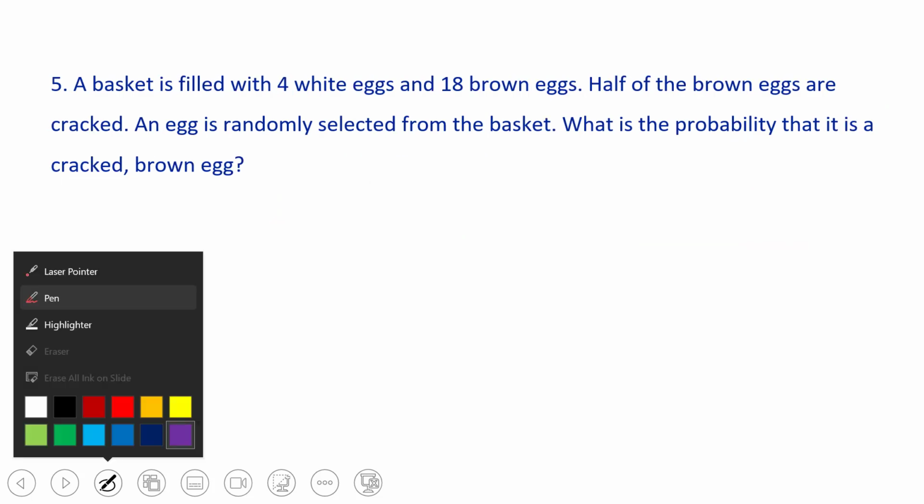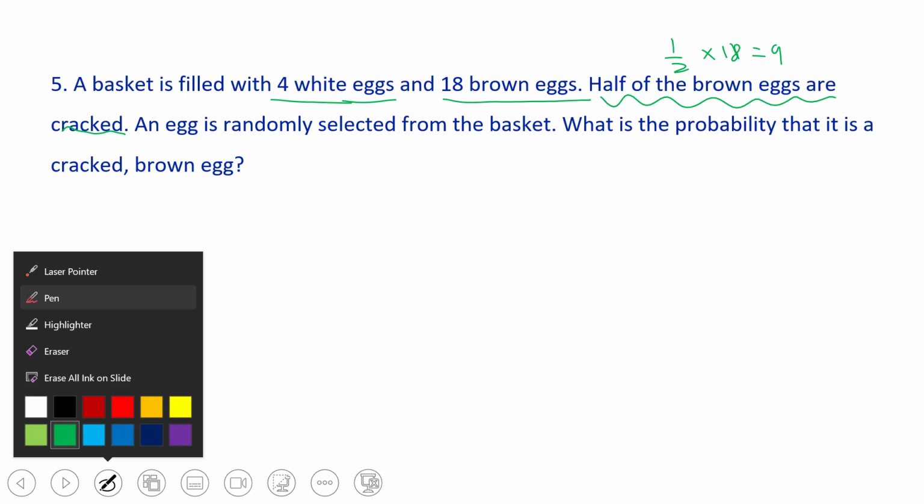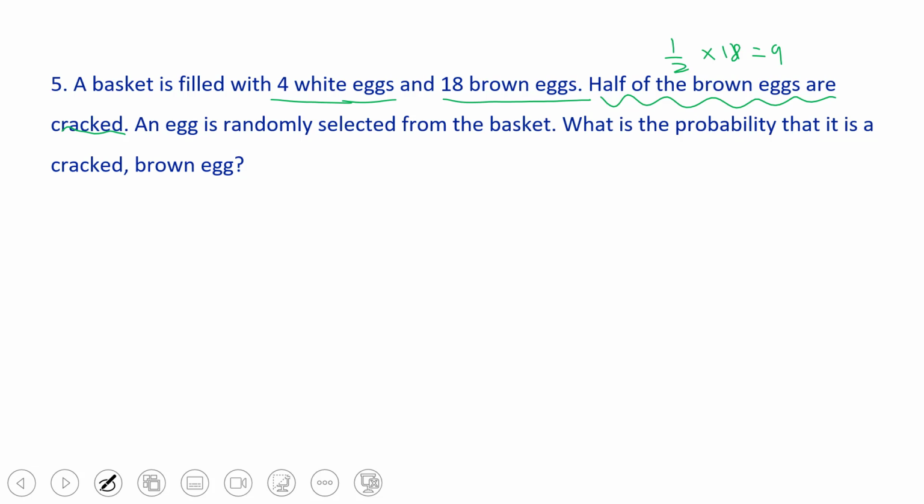Now, go for this one. How many outcomes do we have here? We have a basket filled with 4 white eggs and 18 brown eggs, but half of these brown eggs are cracked. So how many cracked? Out of the brown, half of the 18 is 9, right? So the cracked is not a new group. The cracked are from the brown, right?